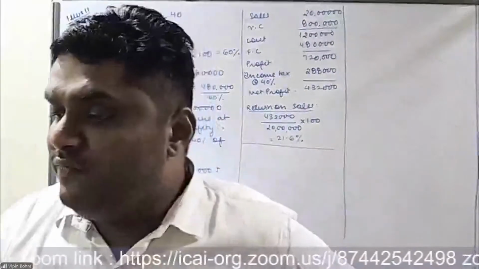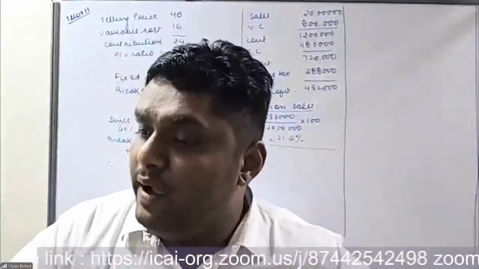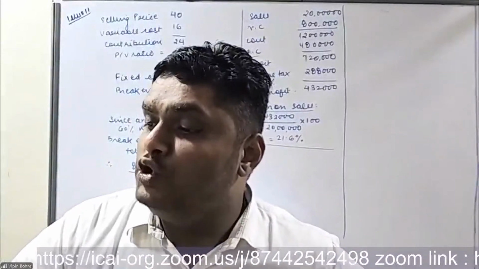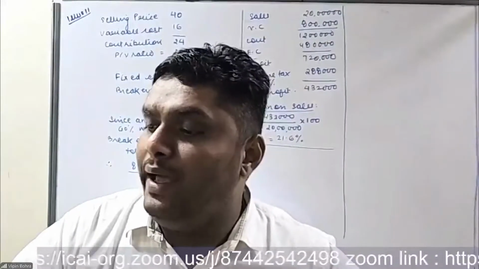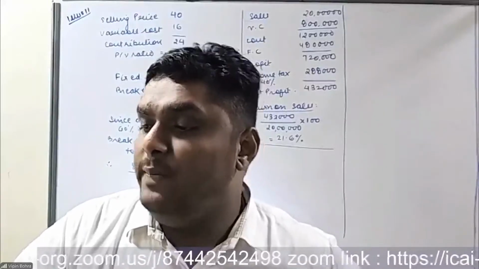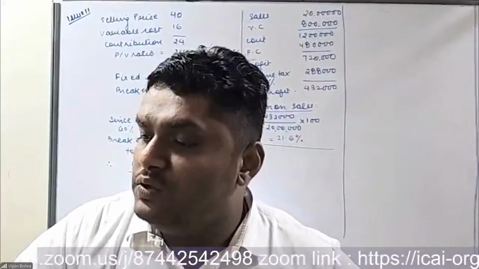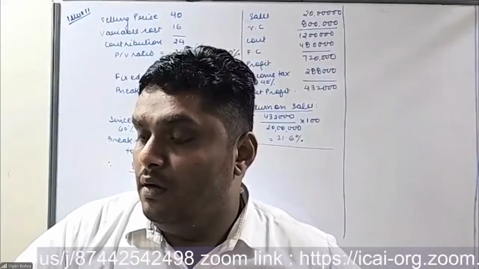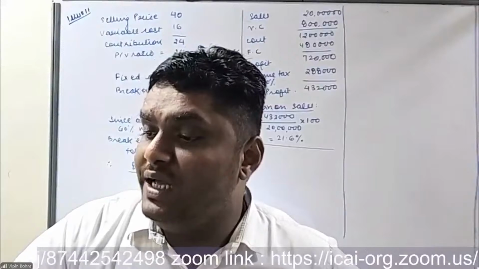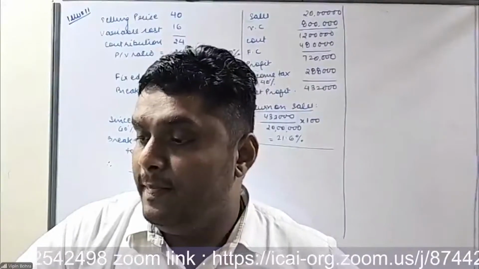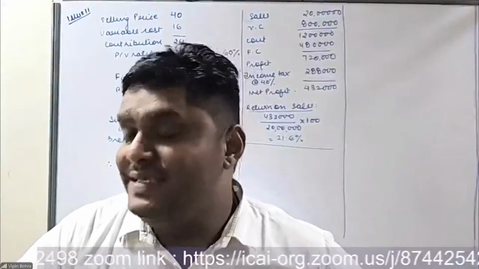Now let's proceed further with the next part. For the next year, it is proposed to add another product Y whose selling price will be 40 per unit and the variable cost will be 10 per unit. Further, the total fixed costs are estimated to be 6,66,600 and the sales mix ratio is given.